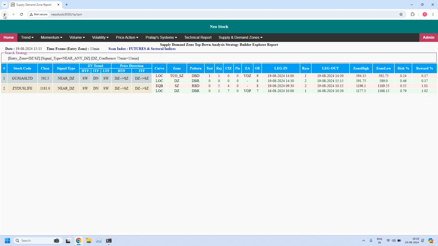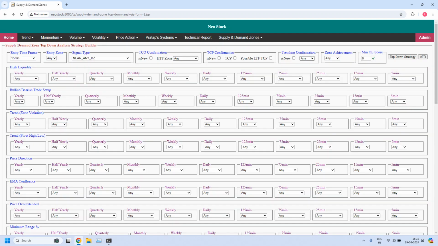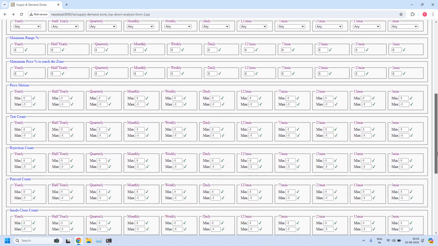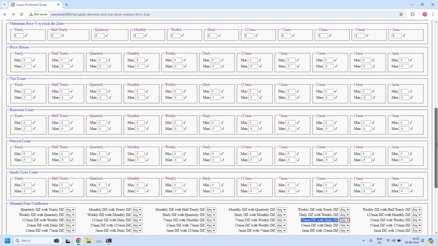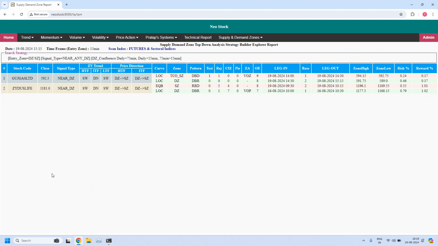Let us check if any of these 2 are also having confluence with HTF. So for HTF confluence, 15 minutes with 75, 15 minutes demand zone with the daily demand zone also enabled, 75 minutes demand zone with the daily. So all the 3, LTF, ITF and HTF confluence. Both the stocks are also having confluence with the HTF time frame. But the only thing you should understand, the ITF trend is down in both. That's why we need to keenly observe all these columns and their values.